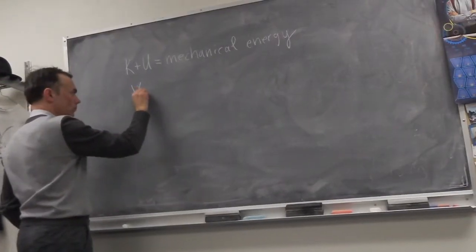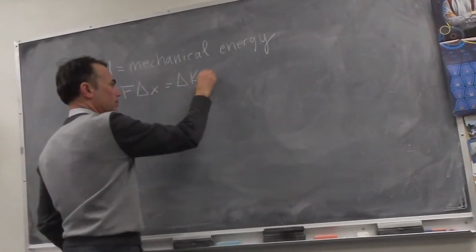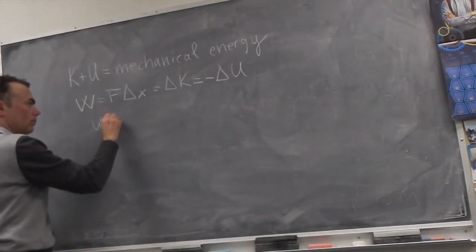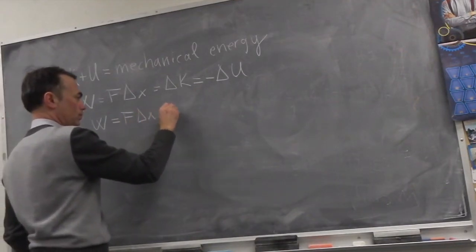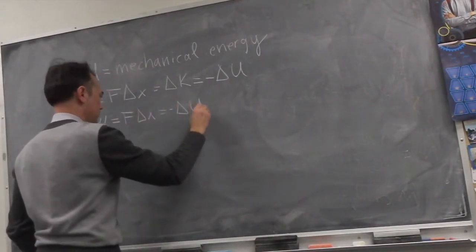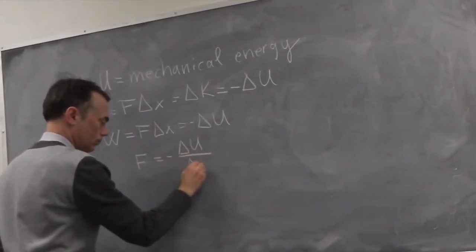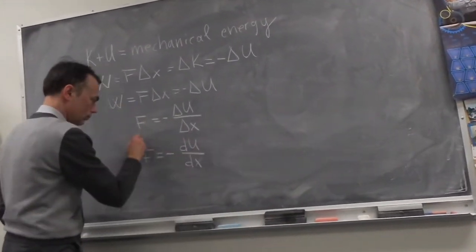From the definition of work, we have that W is equal to F times dx. We know that this is also equal to the change in kinetic energy, but it is also equal to the negative change in the potential energy. If we substitute the work by the negative change in the potential energy, we can write that negative delta U is equal to F times delta x. We can solve for the force and get that the force is equal to negative delta U divided by delta x. In the limit of small changes, we have that the force is equal to the negative derivative of the potential energy with respect to position.